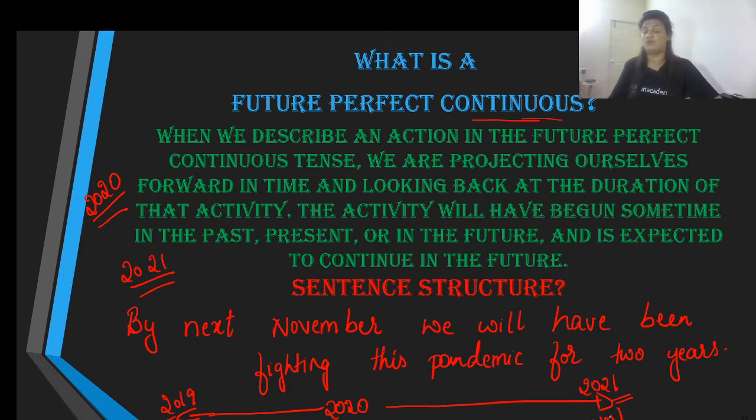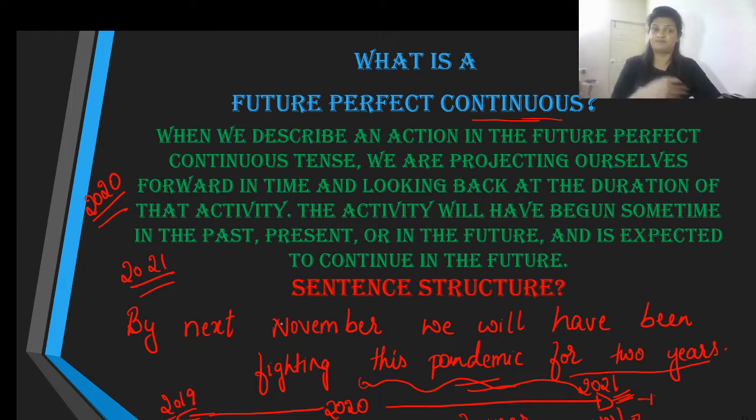Therefore, when we go to future reference and project ourselves into the future, and look forward to next year, that is November 2021, we will have been fighting this pandemic for 2 years. It shows the duration. So we are looking back. We are standing here, and then looking back and telling how long we have been fighting this pandemic. It started here, 1 year, and then here, 2nd year. So the sentence says, by next November, we will have been fighting this pandemic for 2 years.